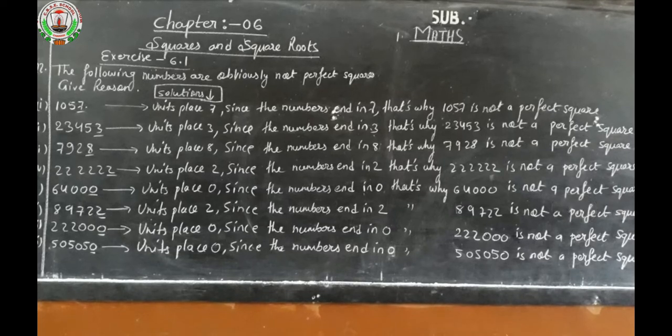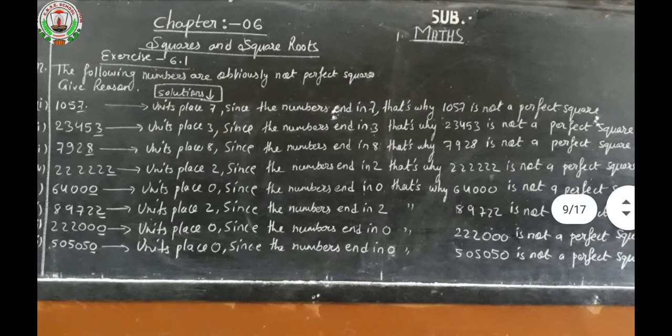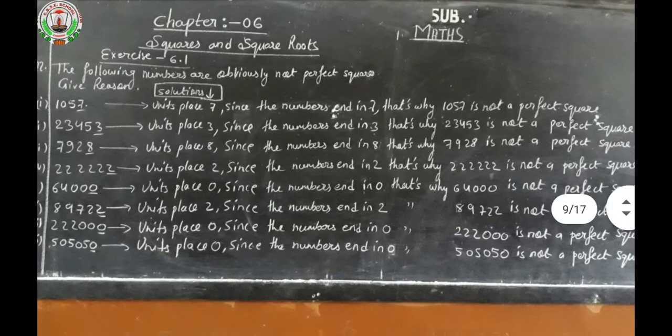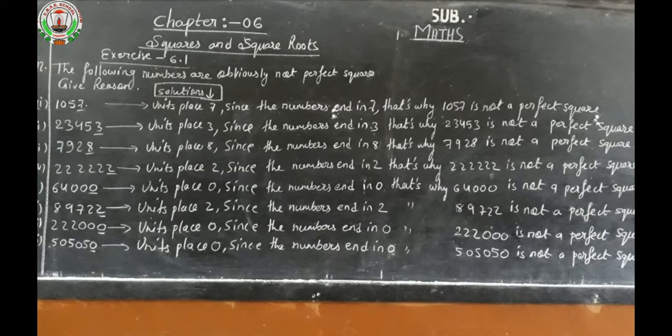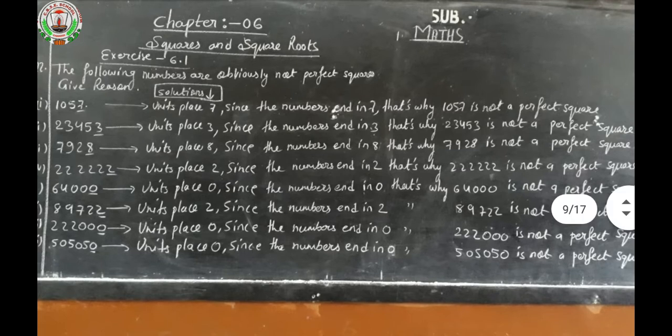Okay. So 1057, it is not a perfect square. It is already said in the question, but you have to give the reason. So what is the ones place value in this number? Units place is 7. Ones place value is 7, isn't it? Since the number ends in 7, that's why 1057 is not a perfect square.